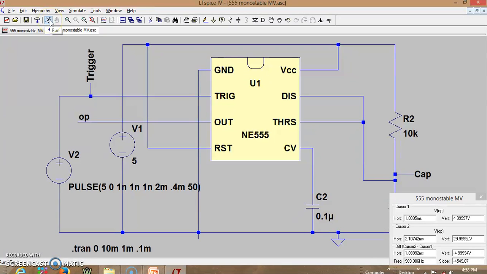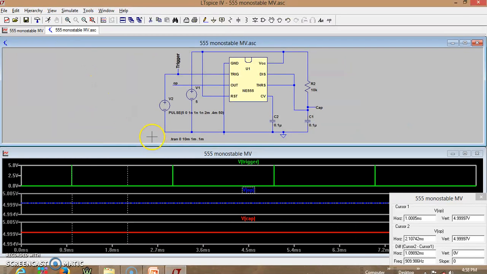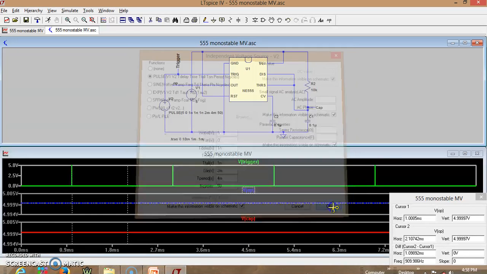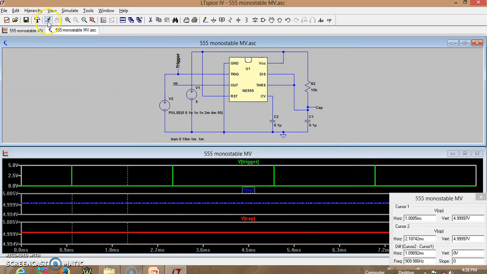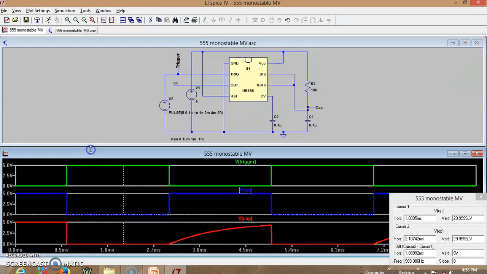The output expected is of 1.1 millisecond pulse width. So we shall see what the output is now. So there is a mistake here. We have modified this, and this would have been 4 millisecond. Now that is fine. Now let me save it and simulate.